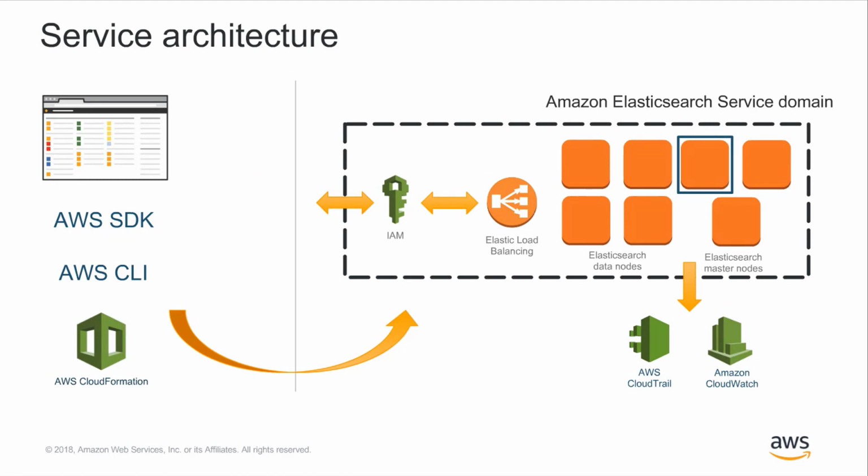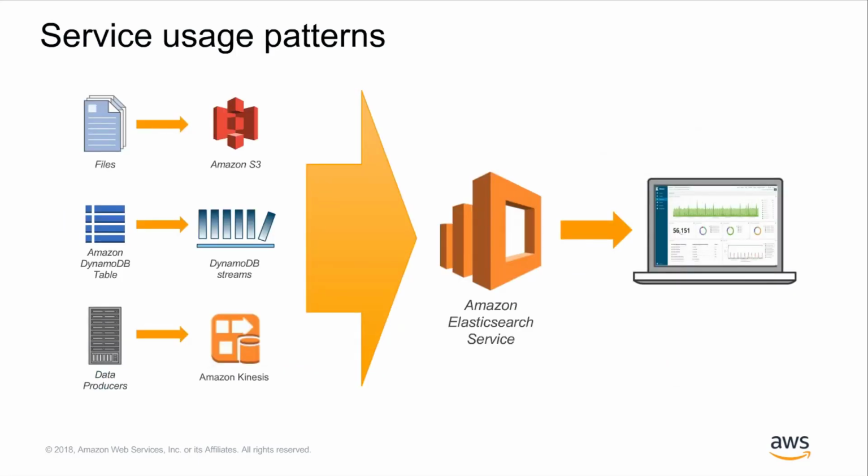Now, as I mentioned, when you use the service, you use either the console, SDK, CLI, CloudFormation. You issue a command to create an Elasticsearch Service domain. The service goes off and gathers hardware for your data nodes and your master nodes. We put load balancing in front of it, and then IAM is the backbone of the security model, as we'll see. In addition, we send monitoring data to CloudTrail and CloudWatch to allow you to both know the status of your Elasticsearch cluster, as well as do audit and other monitoring of the control commands.